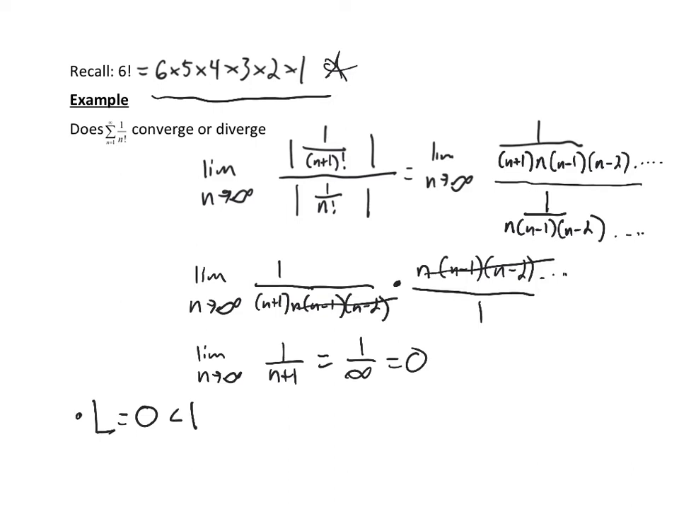Since L is 0, which is less than 1, we know that this series from n equals 1 to infinity of 1 over n factorial converges.